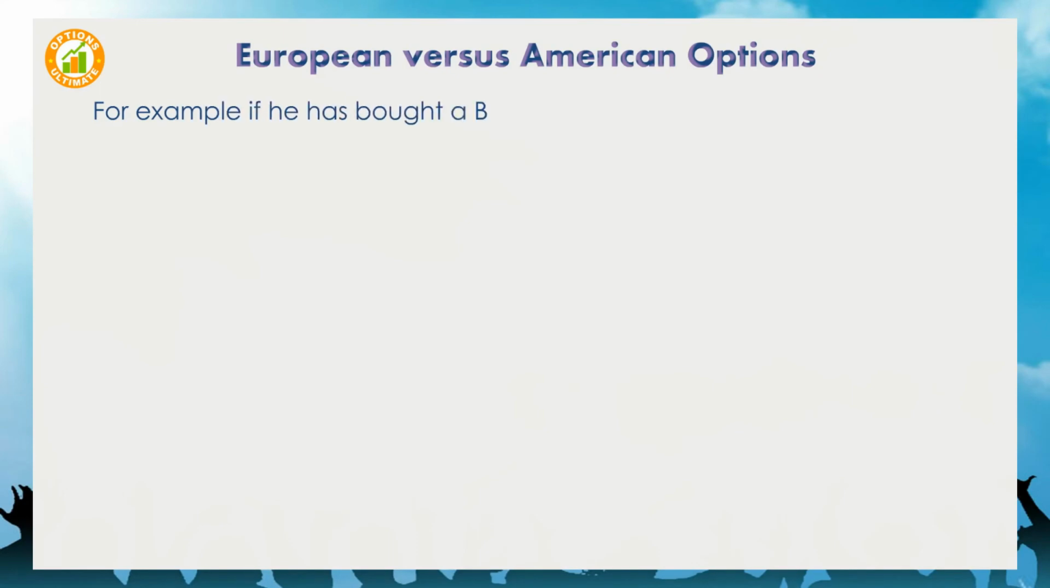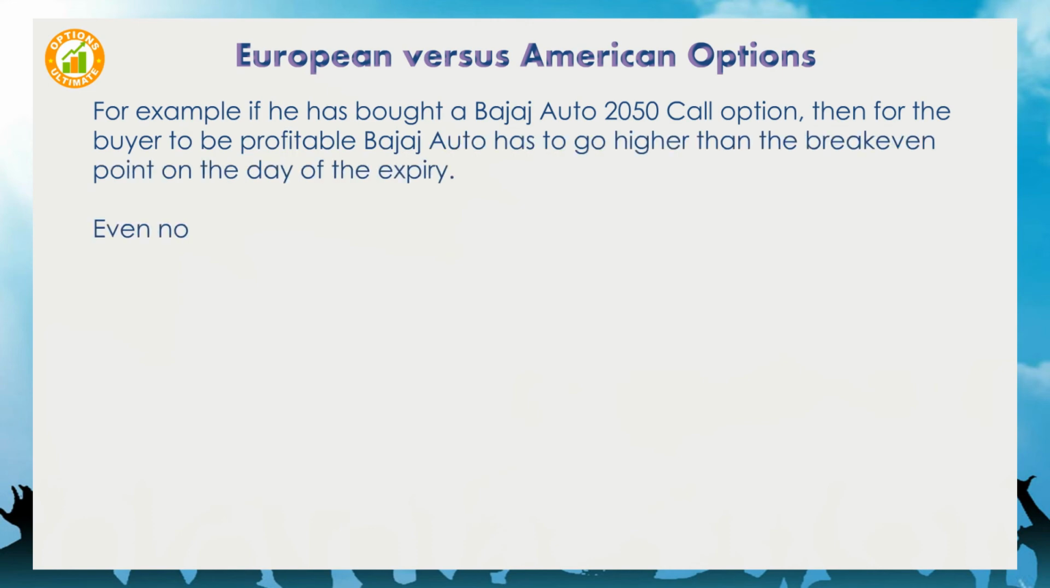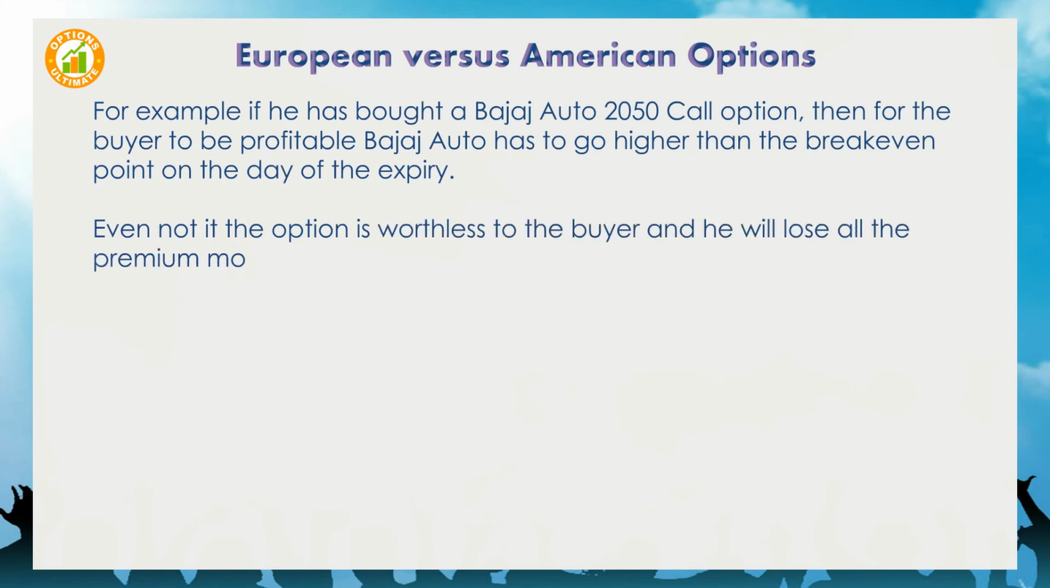For example, if he has bought a Bajaj Auto 2050 call option, then for the buyer to be profitable, Bajaj Auto has to go higher than the break-even point on the day of the expiry. If not, the option is worthless to the buyer and he will lose all the premium money that he paid to the option seller.